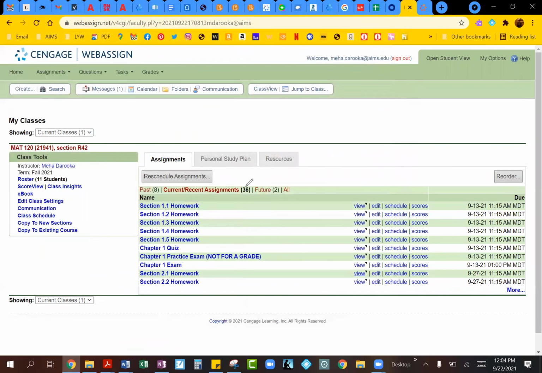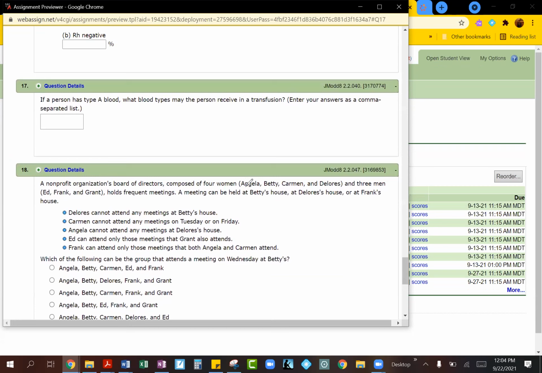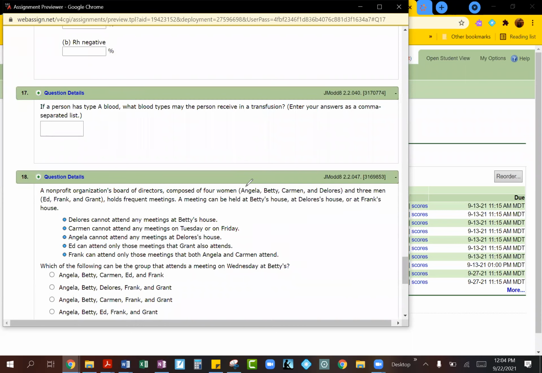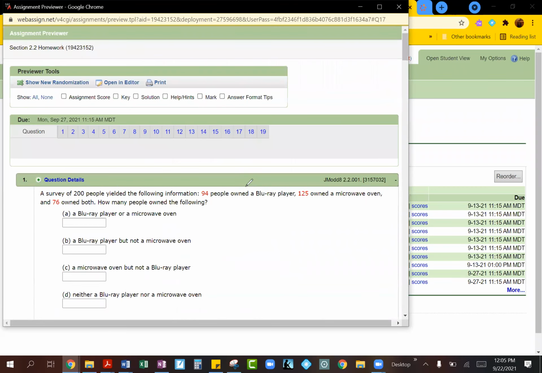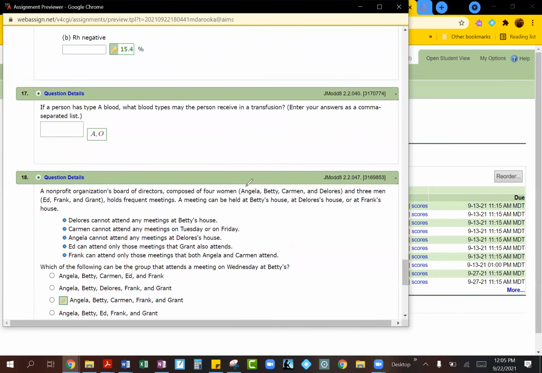Sorry, this is 2.1. We need 2.2. Okay, so this one, it looks like they're saying enter your answers as a comma separated list. So yeah, in this case, Brandon, you are actually putting in the blood type. So would you have to put positive and negative, or could you just put A, B, and O instead of all of it? Does that make sense? Let's take a look. So just the blood type without the positive and negative.